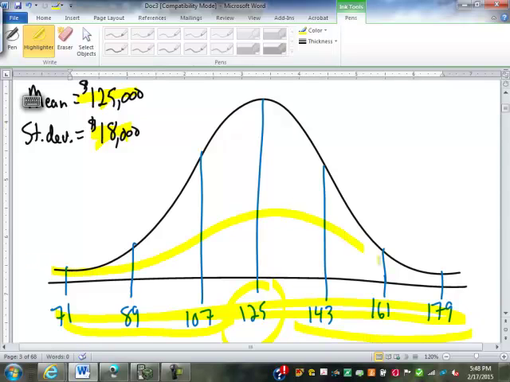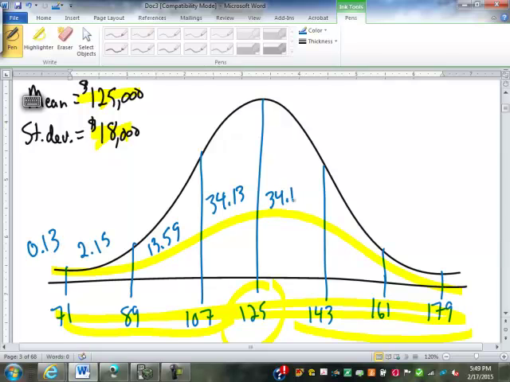What percents go up here? The exact same percents we just had in the last problem. Those percents never change. They're always the same. 34.13, 13.59, 2.15, and 0.13. Same going in this direction.